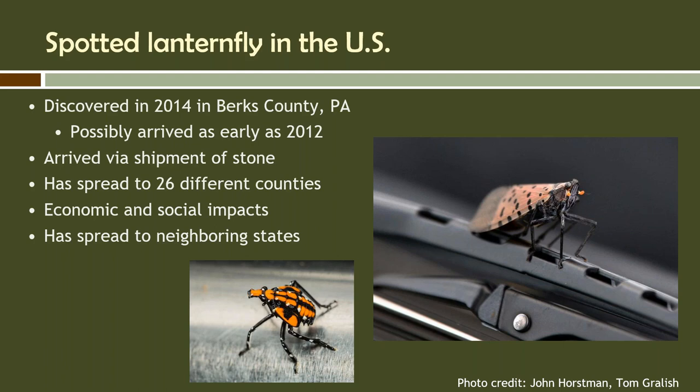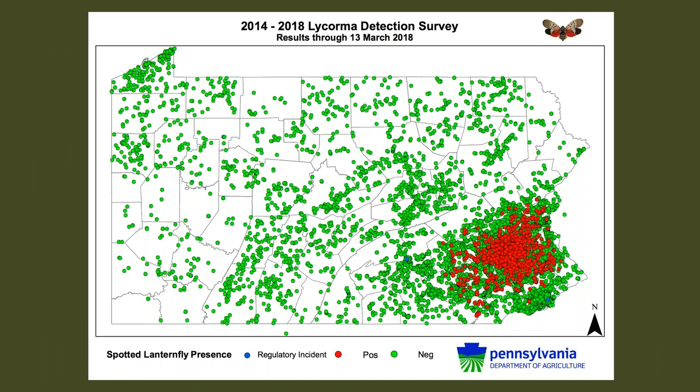At this point, spotted lanternfly has been found in 26 different Pennsylvania counties. There's quarantines that have been enacted, and they spread to some neighboring states as well. So this is a pretty fast growing insect. You'll see kind of what the range looks like.